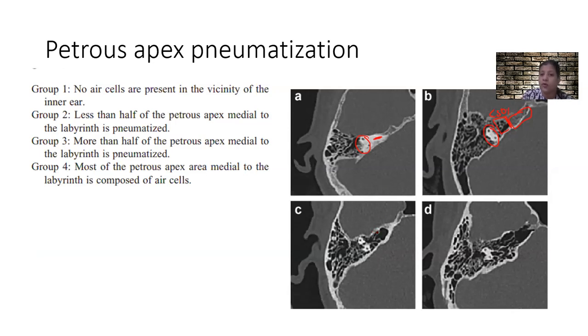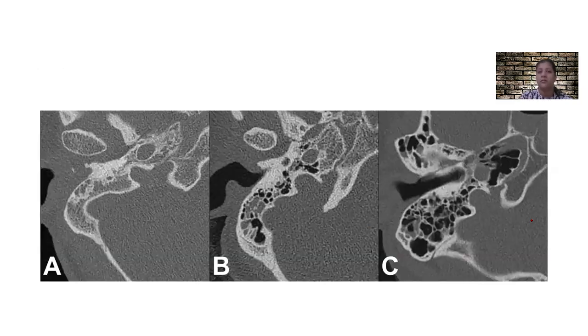Group 3 is more than 50%. If you see this, more than 50% is pneumatized. Group 4 is complete pneumatization of all the petrous apex. So this is how you classify the petrous apex pneumatization. First I told you about the tracts. The second one I told you about was the mastoid pneumatization, radiographic mastoid pneumatization, and this is your petrous apex pneumatization.